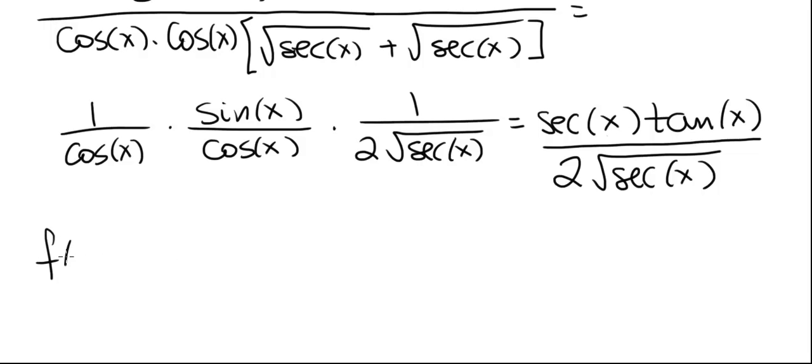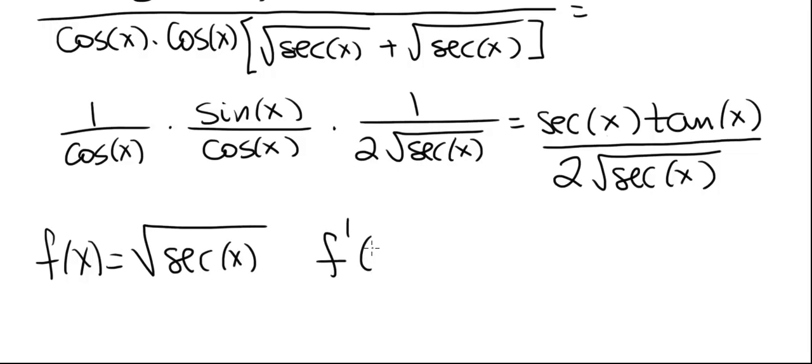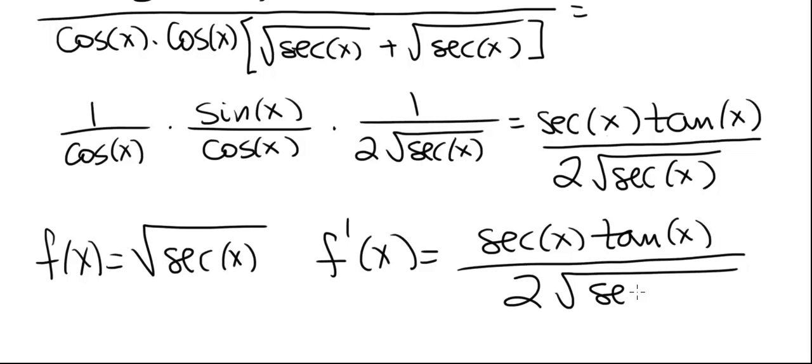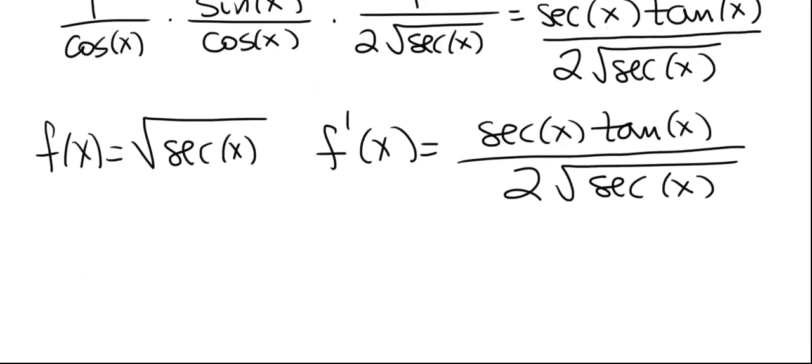To summarize, if f of x is equal to the square root of secant of x, using the definition we found the derivative to be secant of x times tangent of x divided by 2 times the square root of secant of x.